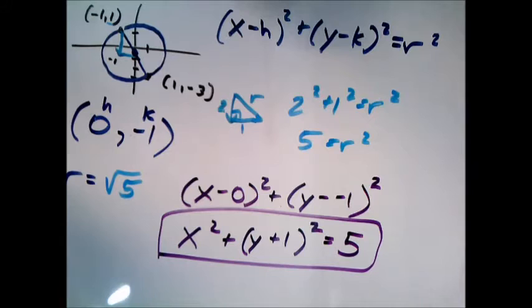So mainly it's just that if they give you the endpoints, halfway in between them is the center, and then you can figure out the radius by whichever distance formula or Pythagorean theorem, whatever you want to use.